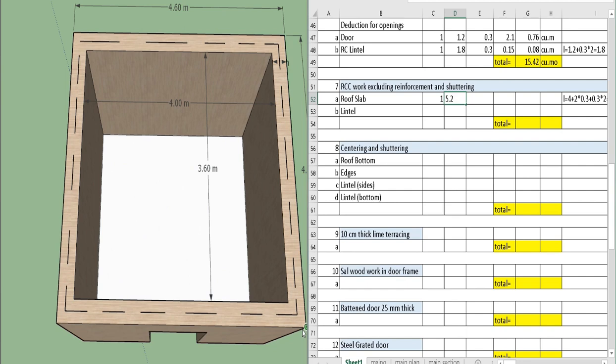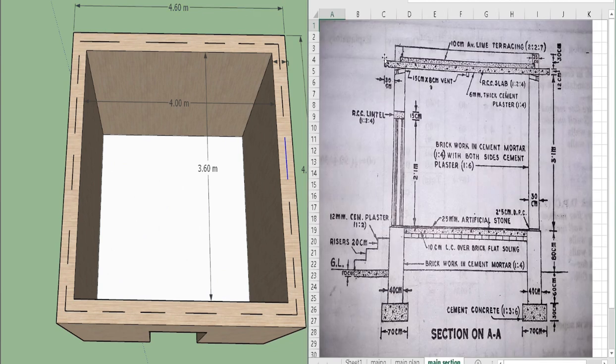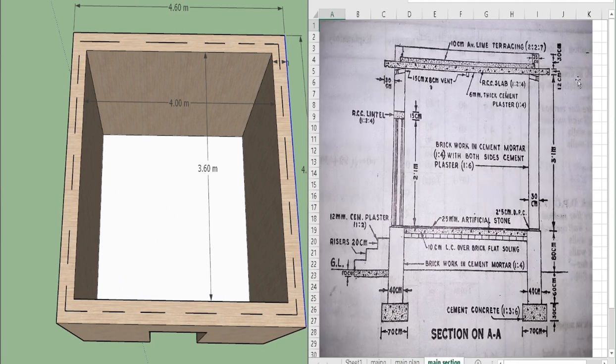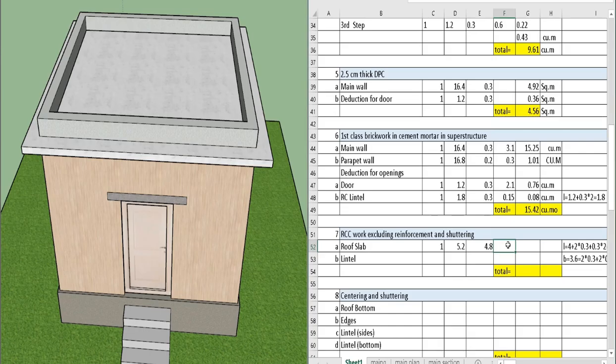For the breadth I will calculate outer to outer length from this point to this point and add the two projections, that is 0.3 on both sides. We have the internal dimension of the room 3.6 meter, plus 2 times the width of the wall, 2 into 0.3, and 2 times the projection, that is 2 times 0.3. So the answer is 4.8 meter, and we have the height of this slab as 12 centimeter. So 0.12, and the total quantity is 2.99 cubic meter.